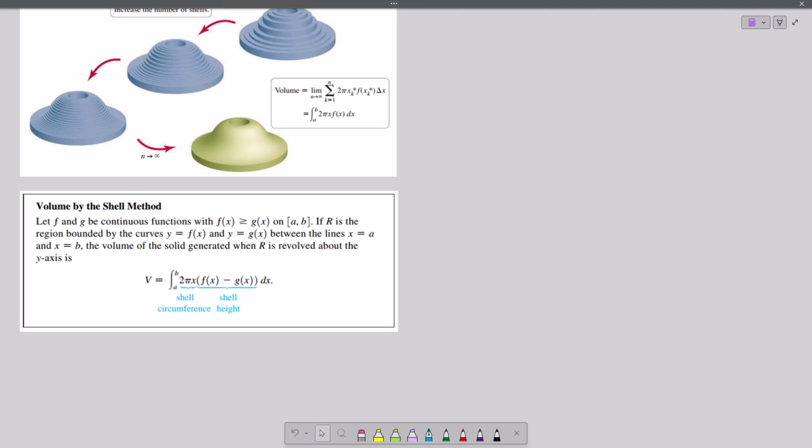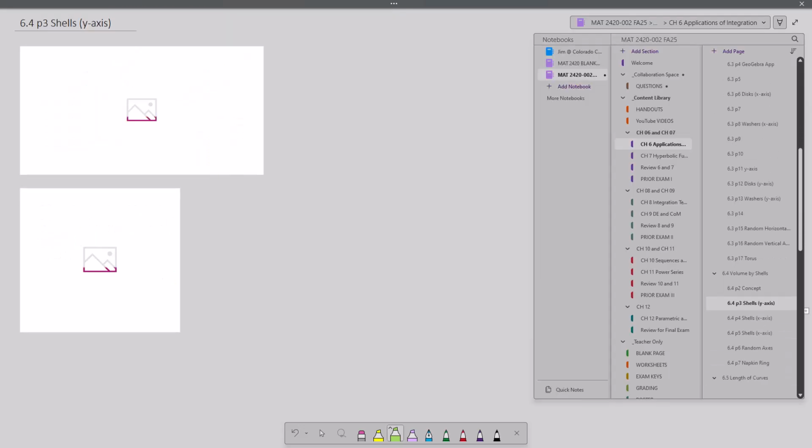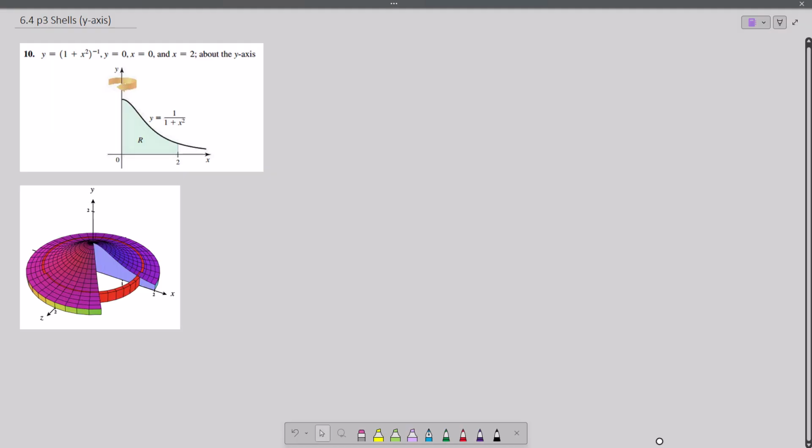But there are times where your cylinder height might be between two curves. It might not just be the x-axis or the y-axis, so it might be an f minus g or a p minus q. We'll see different scenarios of that. So let's try one, and I'll point out all of the pieces to this.